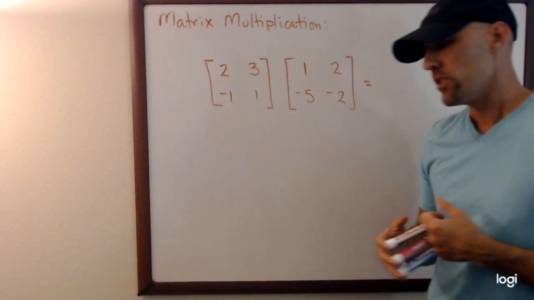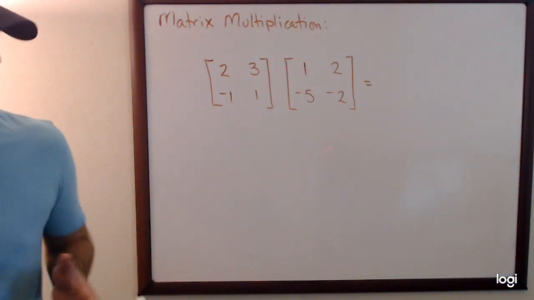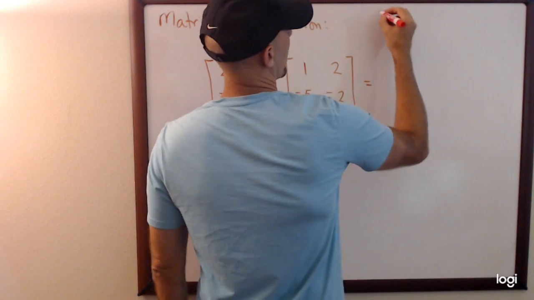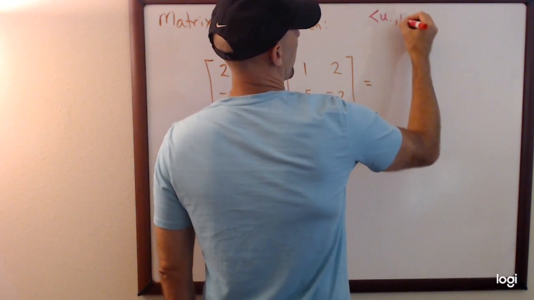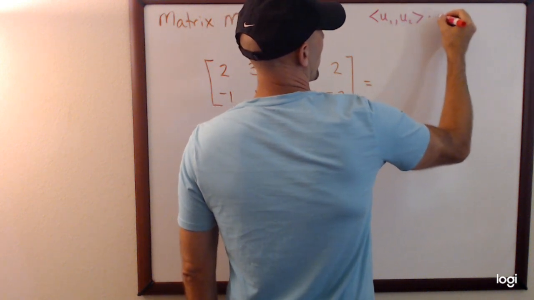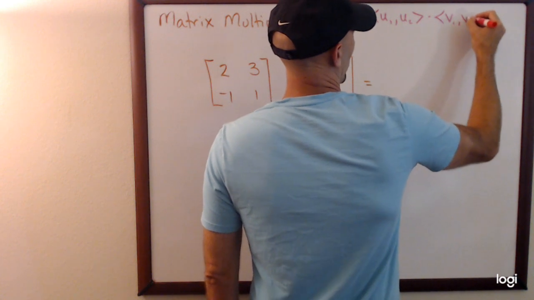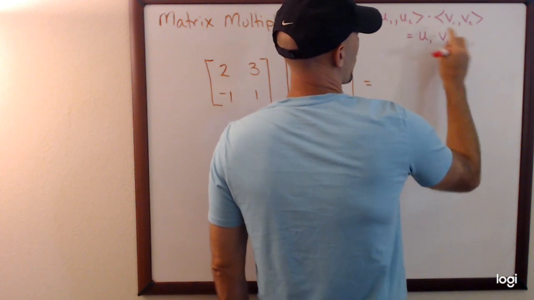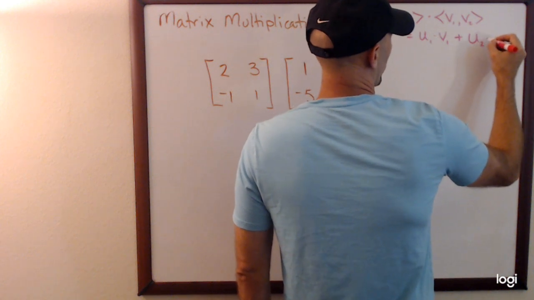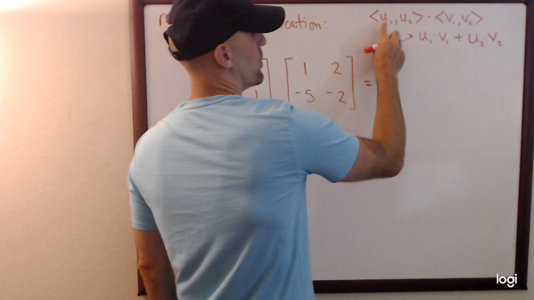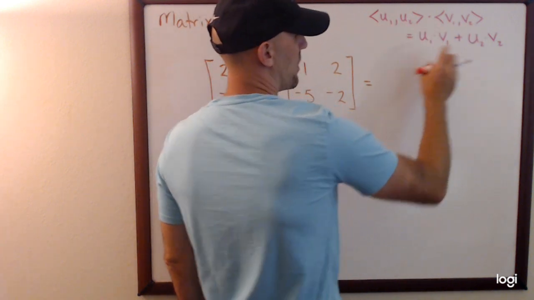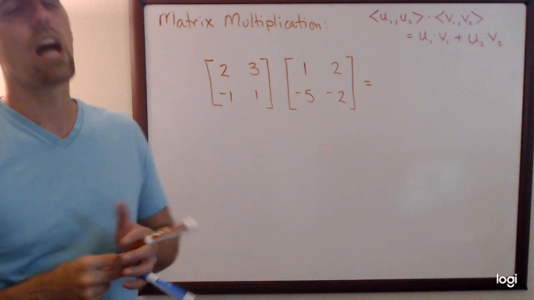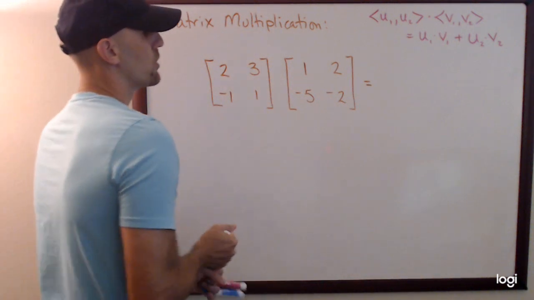Hopefully you guys remember dot products, right? And if you don't, here's a quick definition. Let's say I have u1, u2, and I'd like to take the dot product with v1 and v2. What you do is multiply the corresponding components and sum the result. So it's u1 times v1 and then u2 times v2, and you add them together. I'm going to take the product of these two matrices by doing a lot of dot products. So here's what we do.